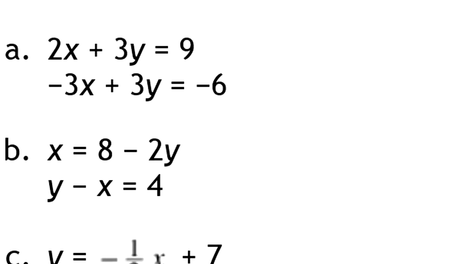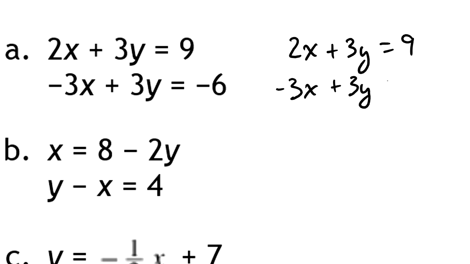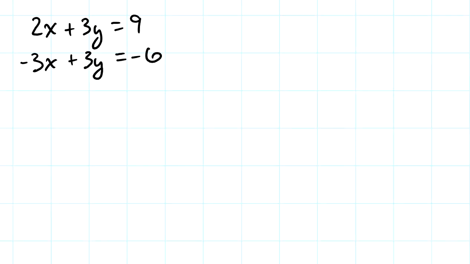The equation is 2x plus 3y, and I'm going to write this down and you should do the same. 2x plus 3y equals 9. And the other equation is the opposite of 3x plus 3y, and that equals negative 6. I moved this down a little bit so the other equations aren't there. So this, I think, is almost a perfect candidate for solving using the elimination method.